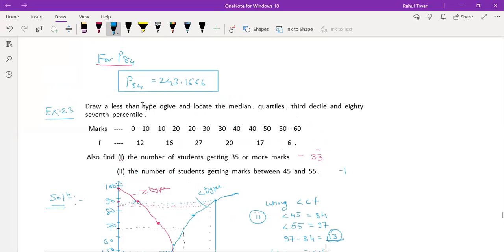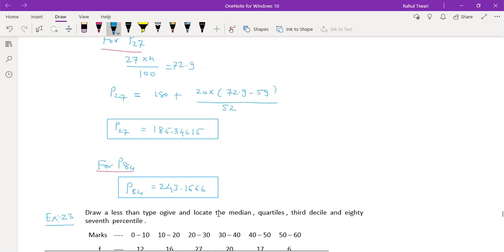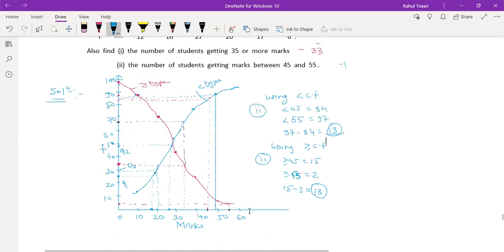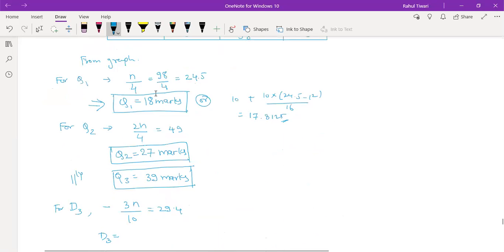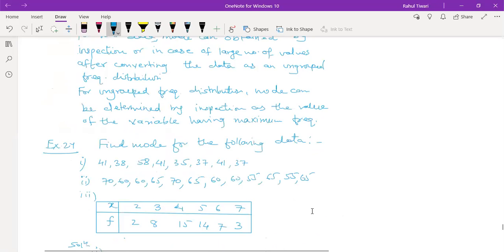Whenever we draw this, you do it manually. You find these values manually, and then based on those values, you can locate the answer. I think we have already seen those examples. Let's move to the next one.